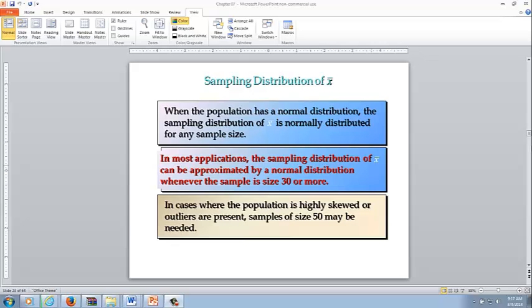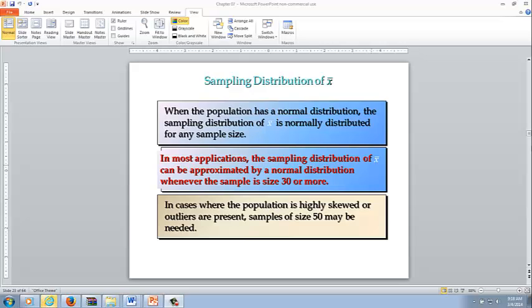Let's reiterate the main points we've learned on page 23 of the PowerPoint. First, if the population is a normal distribution, then whatever the sample size, the sample mean will be normally distributed. Second, even if the population is not normally distributed, but if it's close enough to normal, then if the sample size is at least 30, we're okay.